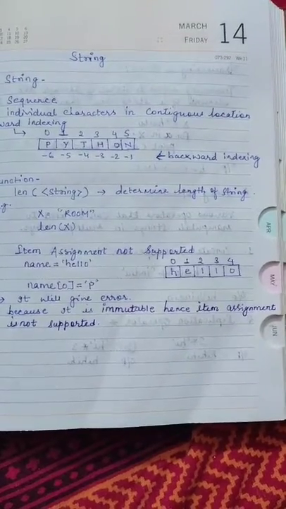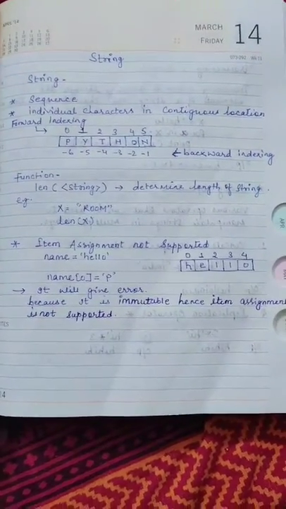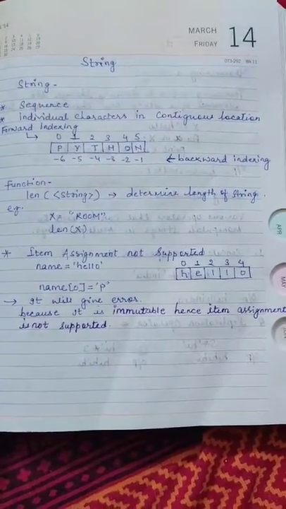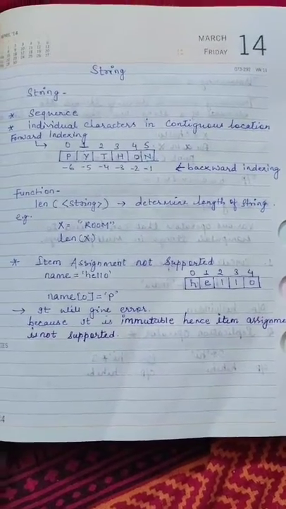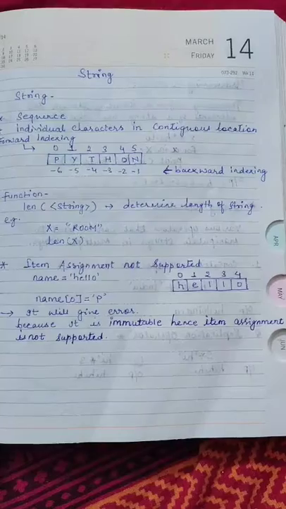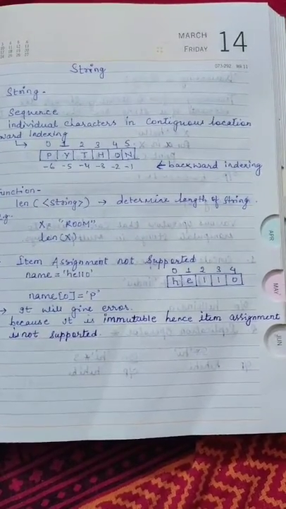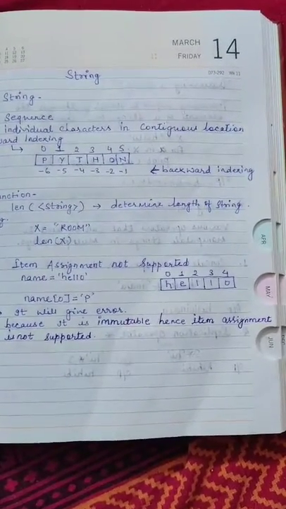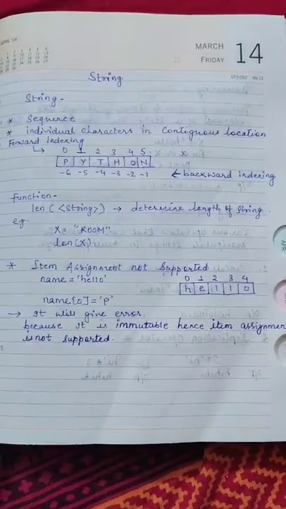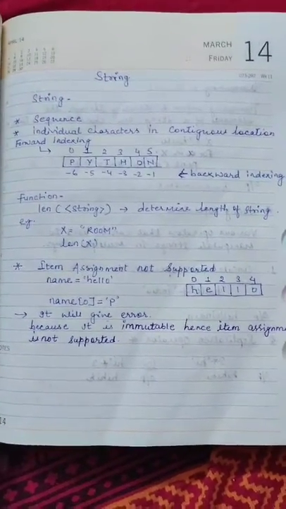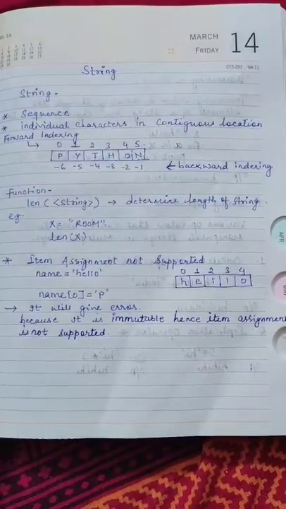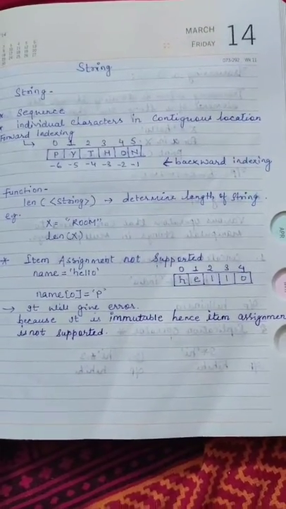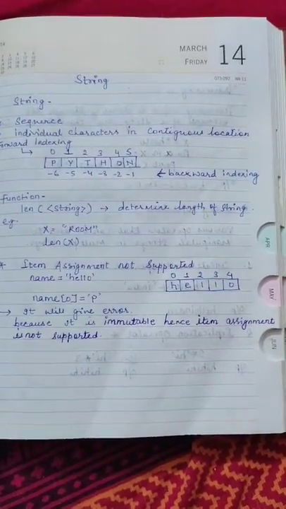Each character of a string is stored in a contiguous location in memory, or you can say individual characters in contiguous memory locations. For interpreting that particular character, Python has an indexing provision, and this is responsible for indexing particular characters in memory location in a string data type.